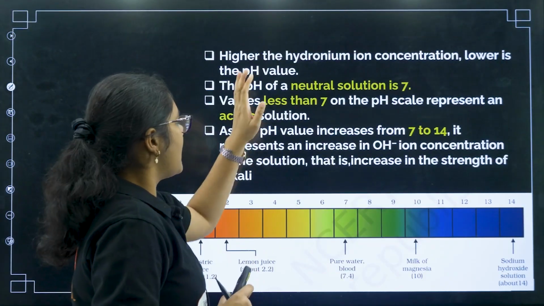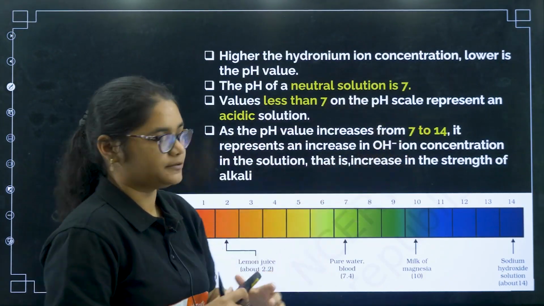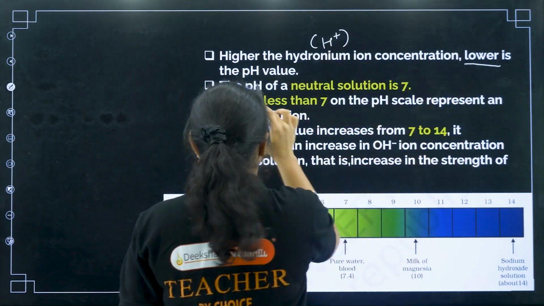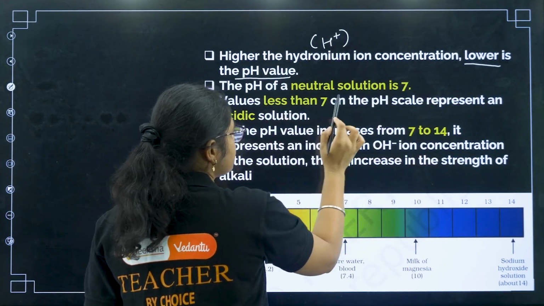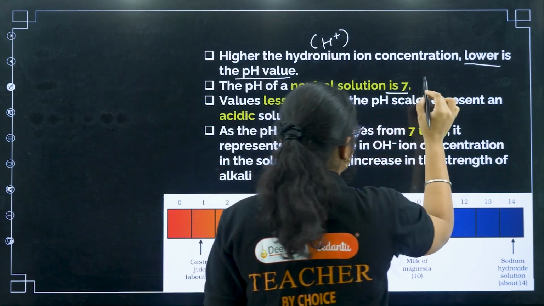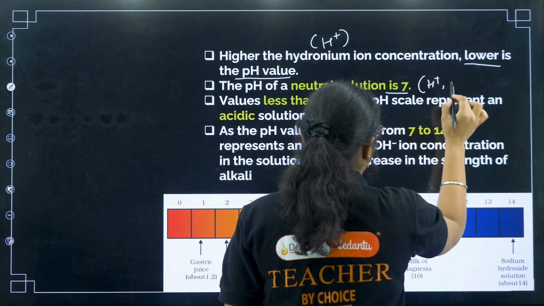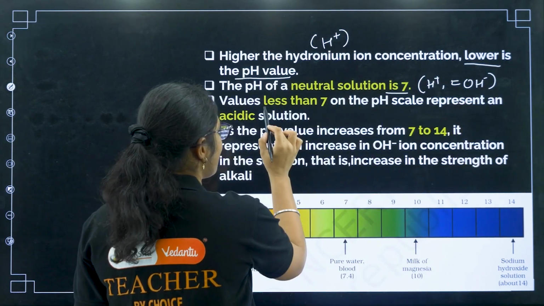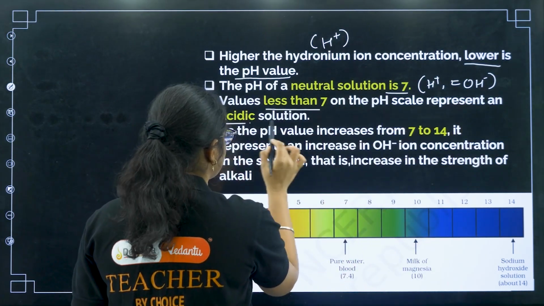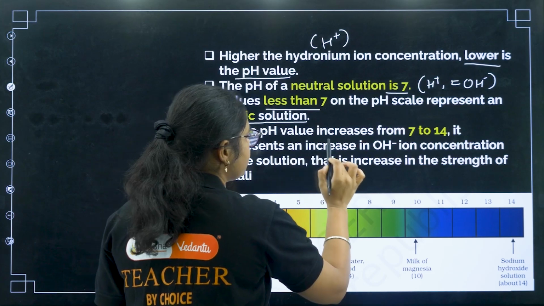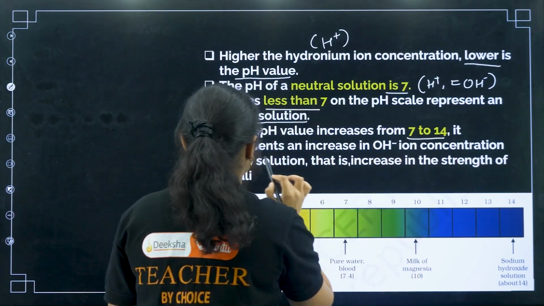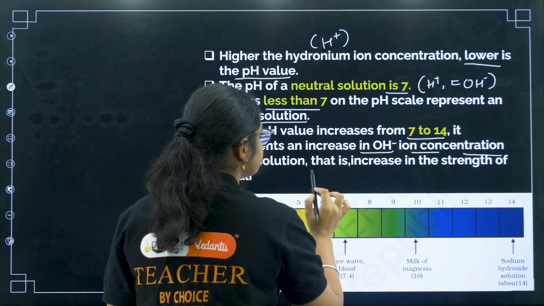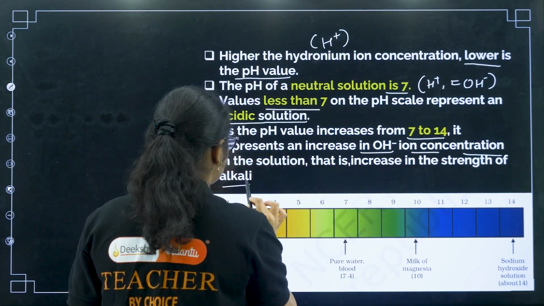Now see, the higher the hydronium ion concentration, or you can say H plus concentration, the lower is the pH value. The pH of a neutral solution is 7, and here you should remember that the concentration of H plus is equal to the concentration of OH minus. A value less than 7 on the pH scale represents an acidic solution. As the pH value increases from 7 to 14, it represents an increase in the OH minus concentration in the solution, that is, an increase in the strength of the alkali.